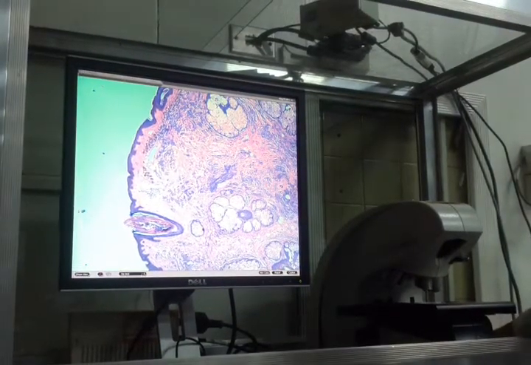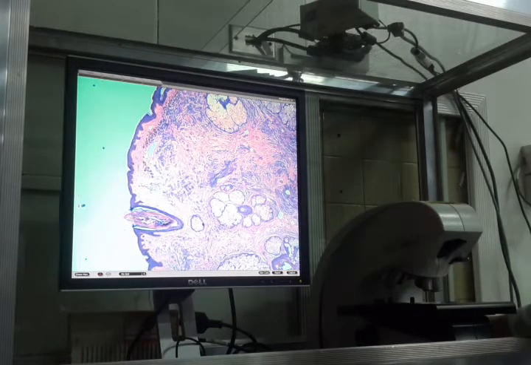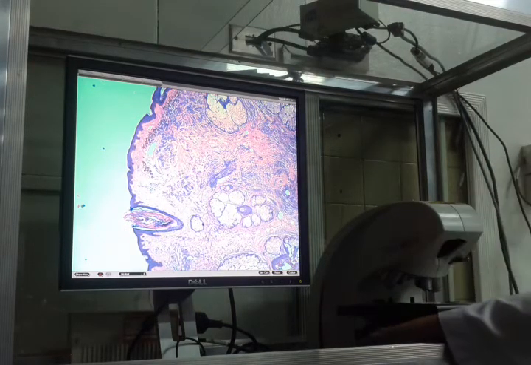What is the tissue? What is the tissue? It's skin. You have a hair follicle here. This is the epidermis. This is the dermis. You have the sebaceous glands over here. That's another hair follicle.